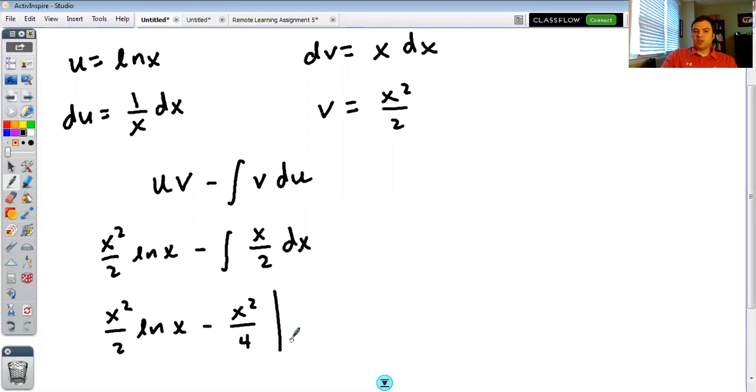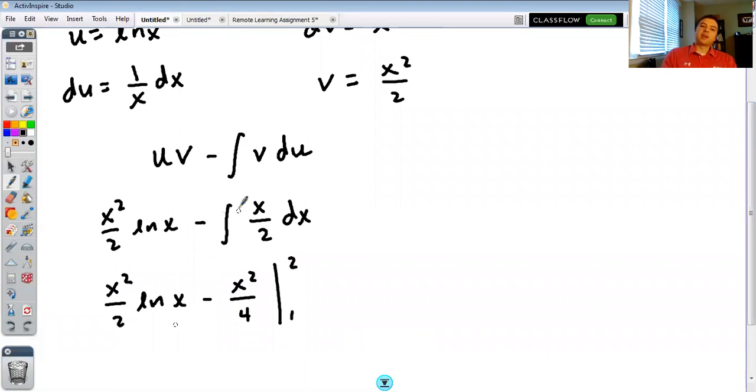And then instead of a plus c, we're going to evaluate this problem from 1 to 2. Notice the way that I work with this. I get the whole thing done. I take the entire antiderivative, and then at the end of that, I evaluate over the interval, making sure I plug 2 and 1 into both parts.